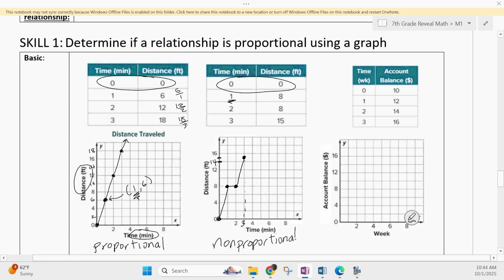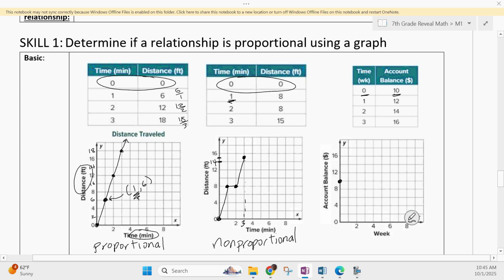All right, and that final one, hey, right off the bat, we have the 0 here, but we don't have the 0 here. So at 0 weeks, we're already up here at 10. So does this go through the origin? No. Is it a straight line?